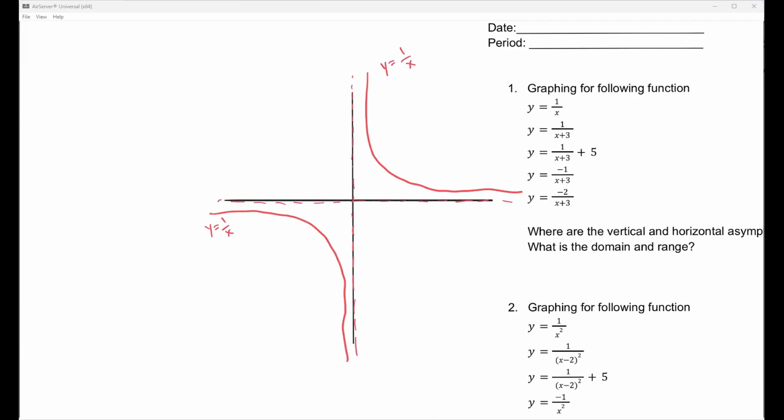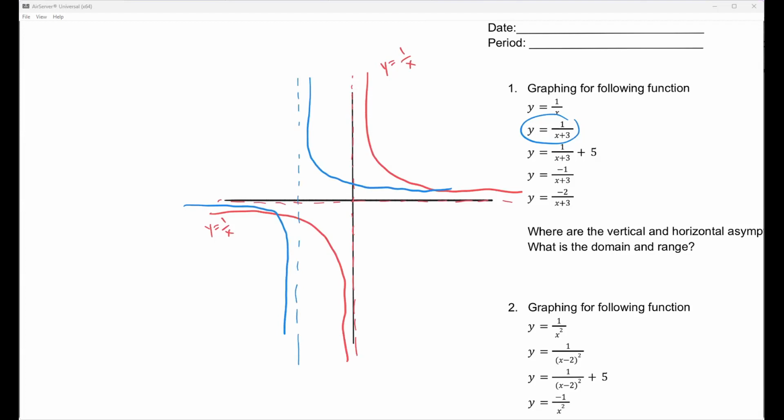Now, letter B is this right here, the +3. What does the +3 do? It shifts it left 3 times. So just go 1, 2, 3, just estimate. We'll do this and this. Make sure your vertical asymptote is shifted 3 times. That makes sense? Okay.